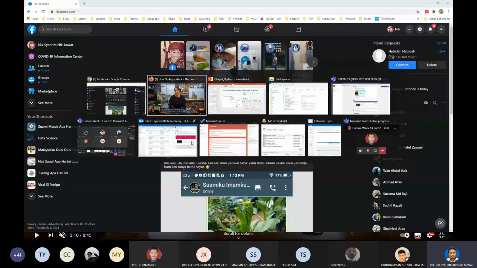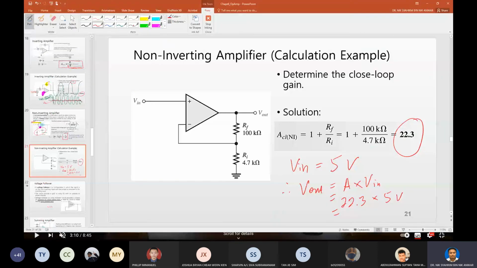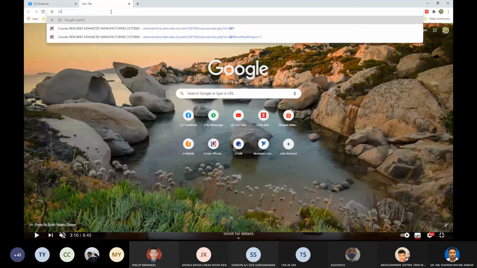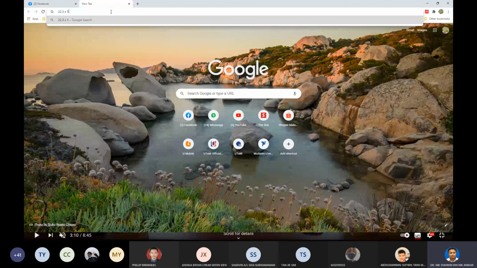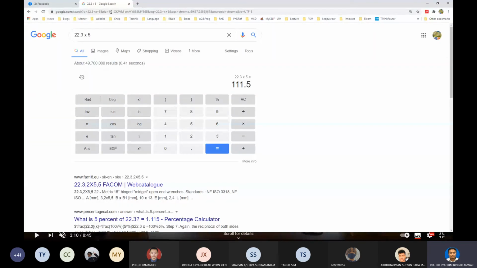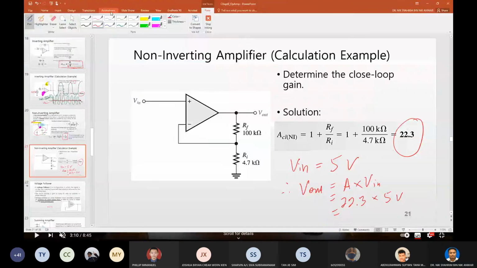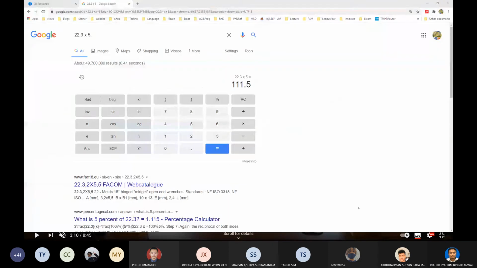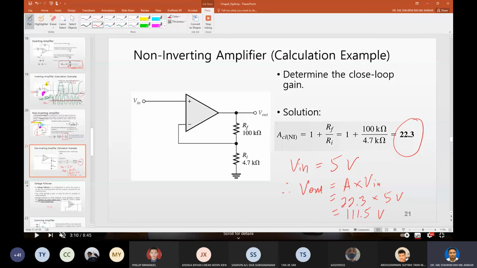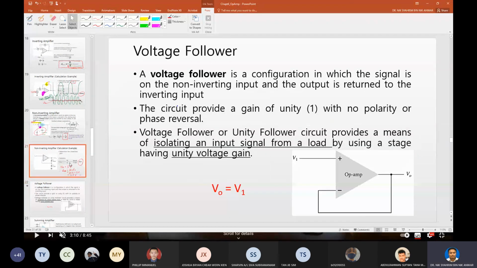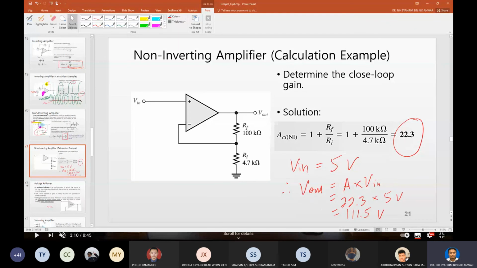Or even Google can do it for us. 22.3 multiplied by 5. It's 111.5 volts. Okay. Remember, now we are working with voltage already. Okay, this is of course if you're talking about DC, for example.